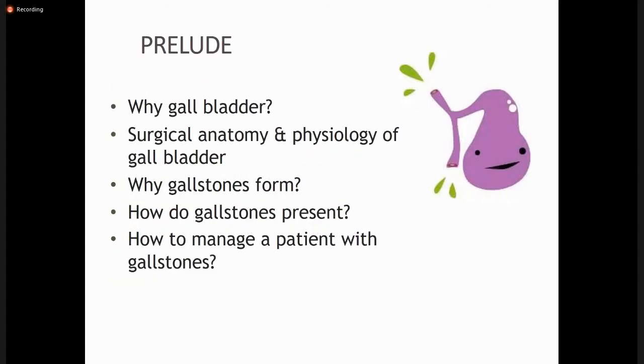Why the gallbladder? We will be looking at the surgical anatomy and the physiology of the gallbladder. Why do gallstones form? How do gallstones present? And what is the management of these gallstones?